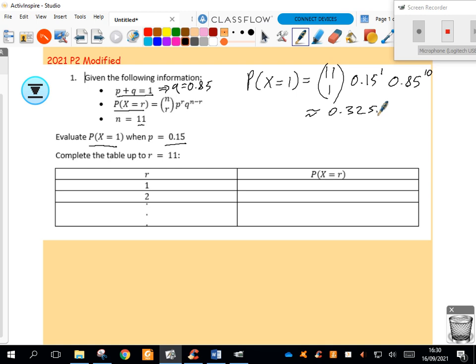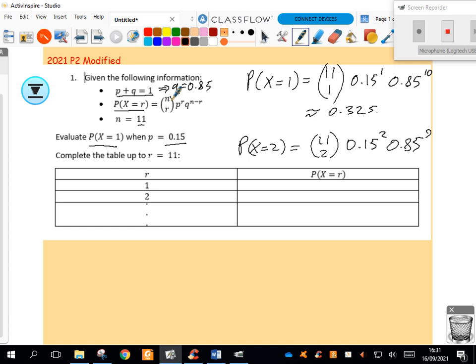Complete the table up to r equal to 11. So you could do each of these individually. To find number 2, we'd say the probability that X equals 2 is equal to 11 choose 2 times 0.15 to the power of 2 times 0.85 to the power of 11 minus 2, which would be 9, and you can plug that into your calculator. One thing to note, though, the only thing that's changing is the value of r. So n is fixed at 11, p is fixed at 0.15, q is fixed at 0.85.